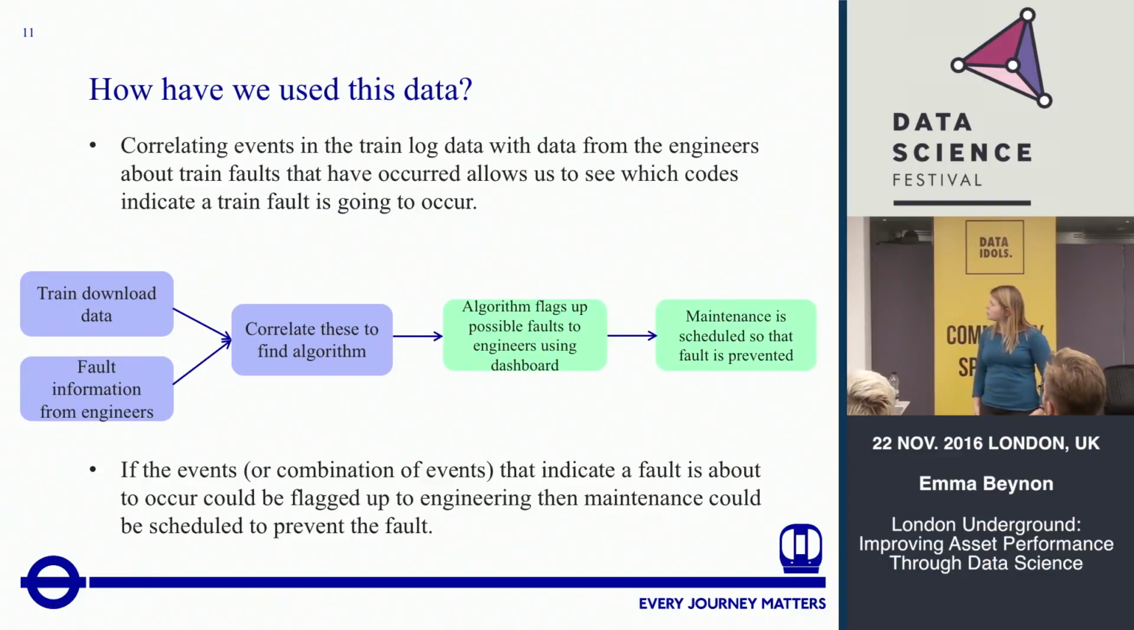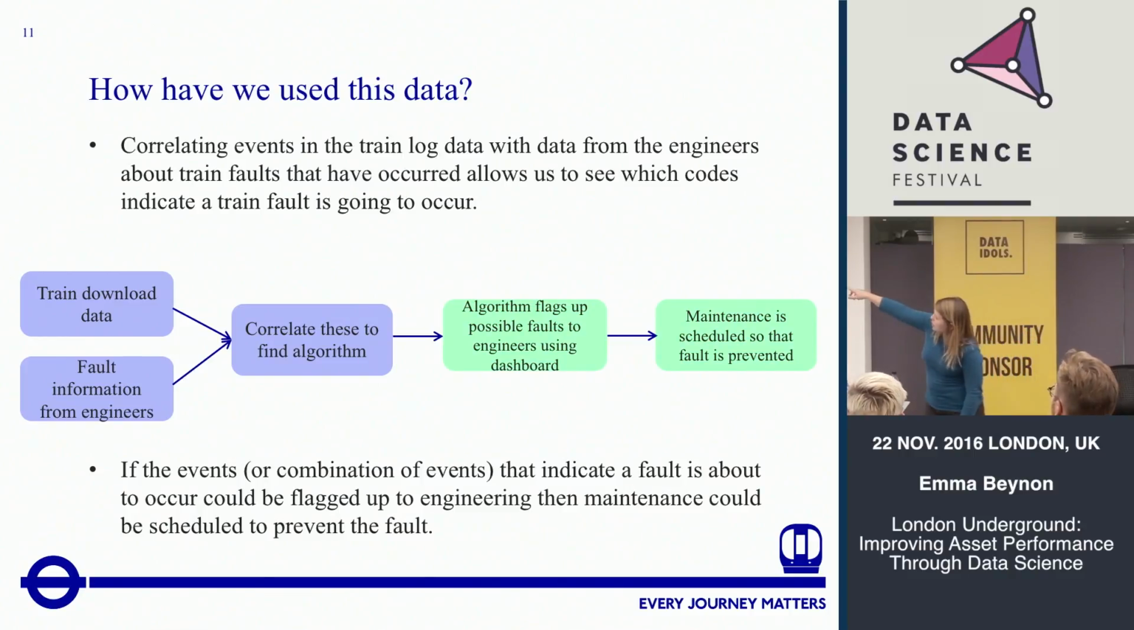So how do we use this data? I've looked at correlating events in the train log data with data that we get from the engineers about train faults. The engineers write down logs about when failures have occurred and what they're due to. And if I can correlate historically when the events happened on the train and when those faults happened, then we should be able to get an idea about whether the train is telling us that a fault is going to occur soon: quickly get me in to maintain me before I fail out on the track and cause a delay.